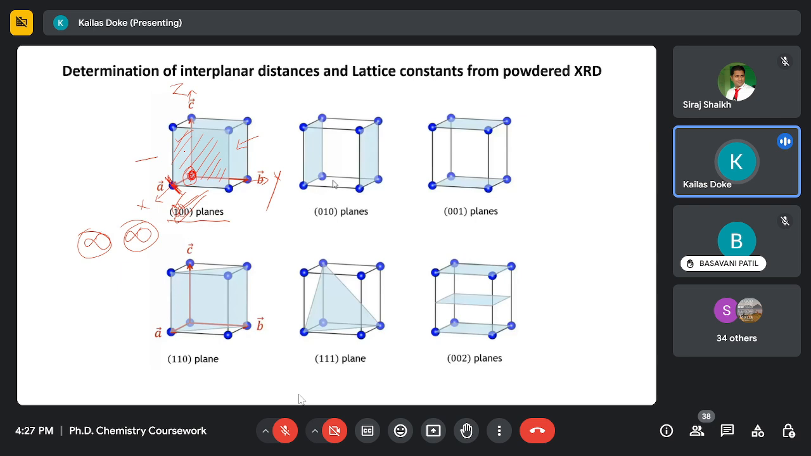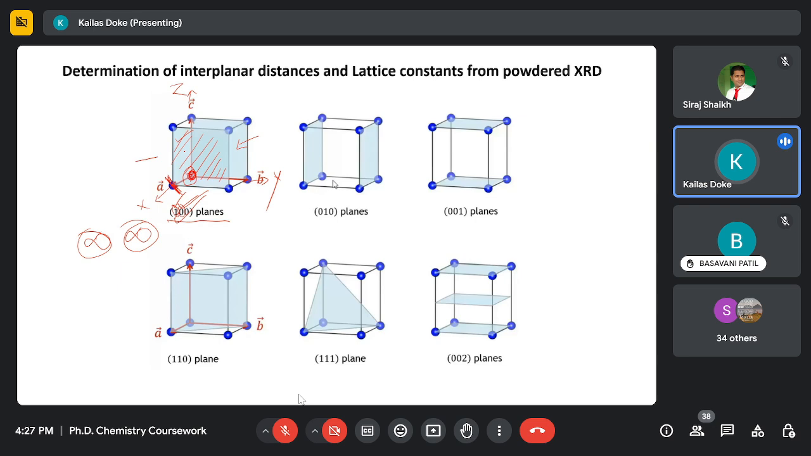Axis will change, which is called a 0, 1, 0 plane. Again, rotate the crystal. Axis will plane in the third direction. The plane is called a 0, 0, 1 plane. So what is the distance between these two 0, 0, 1 planes, or these two 0, 1, 0 planes, or these two 1, 0, 0 planes?